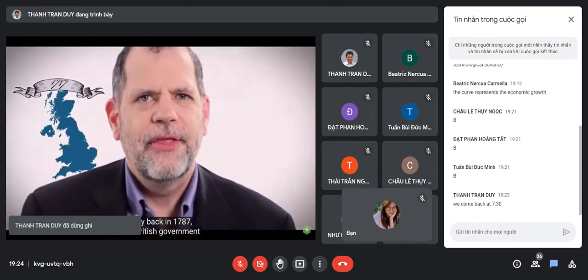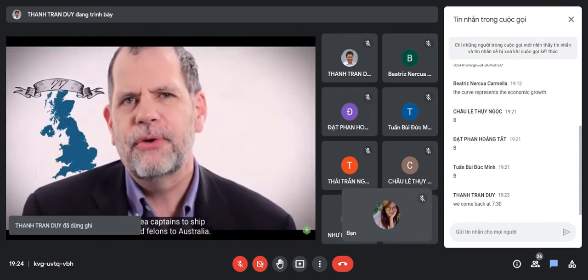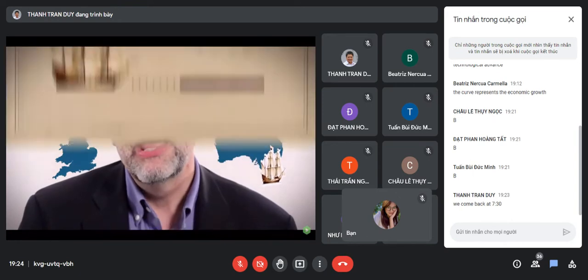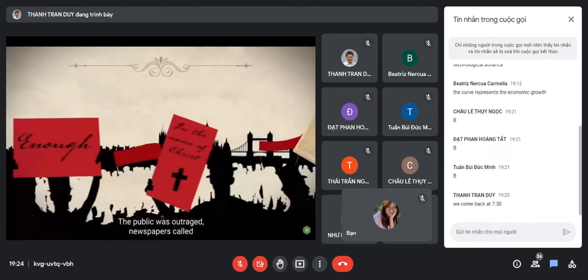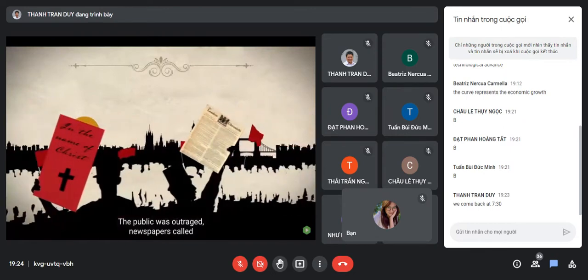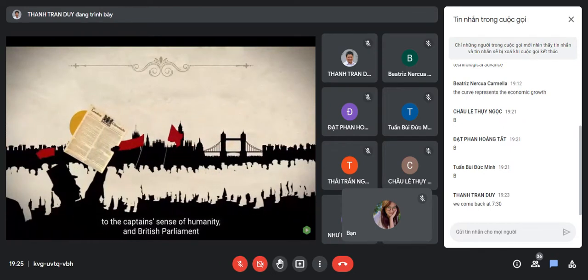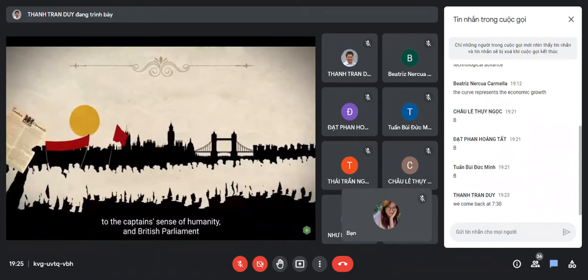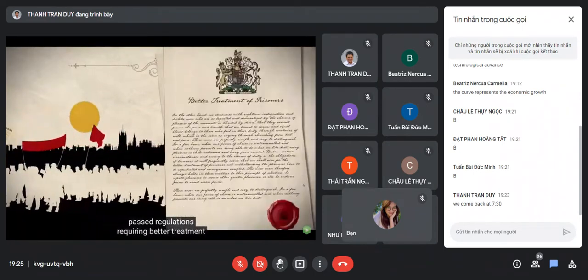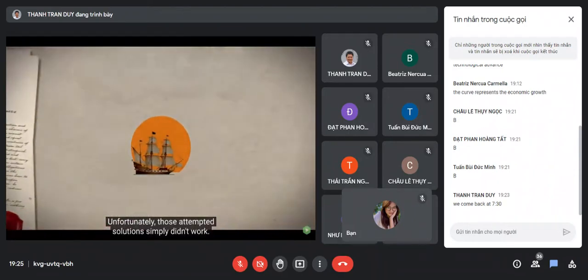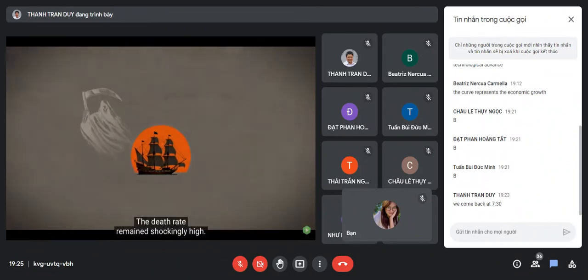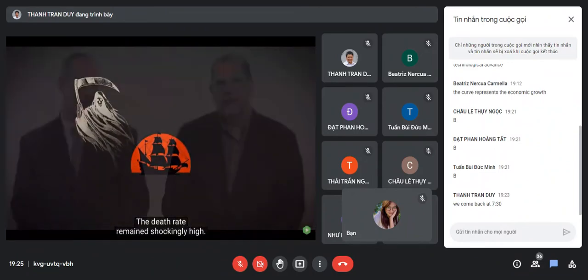Way back in 1787, the British government hired sea captains to ship convicted felons to Australia. The conditions on those ships were just awful. On one voyage, more than 1/3 of the men died, and the rest arrived beaten, starved, and sick. The public was outraged. Newspapers called for better conditions, the clergy appealed to the captains' sense of humanity, and British Parliament passed regulations requiring better treatment of those prisoners. Unfortunately, those attempted solutions simply didn't work. The death rate remained shockingly high.